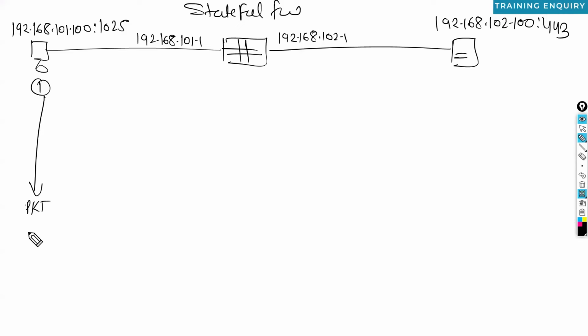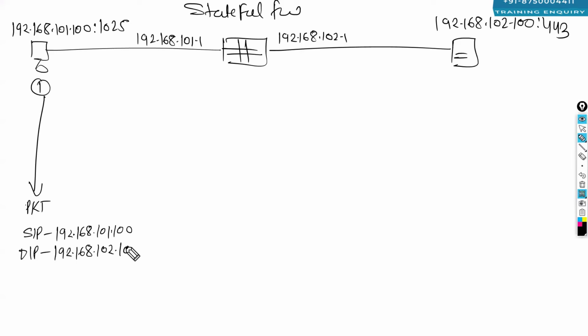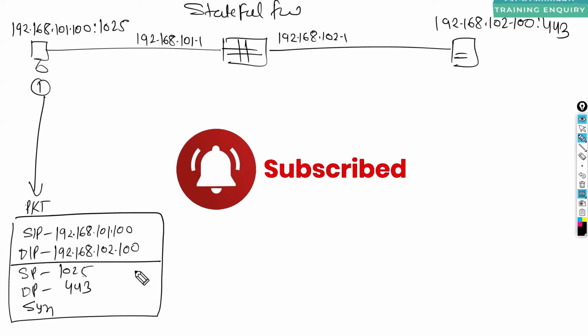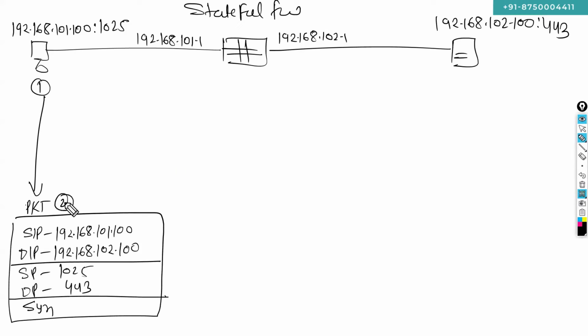The packet structure will be like this. Source IP will be 192.168.101.100. Destination IP will be 192.168.102.100. Source port will be 1025. Destination port will be 443. And it is the first packet of TCP, so the TCP SYN flag will be added in the TCP header. This packet will be generated.